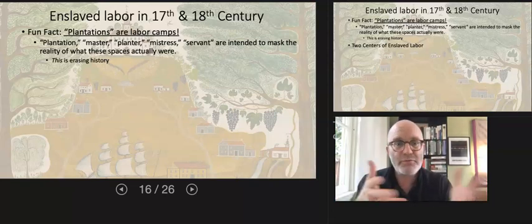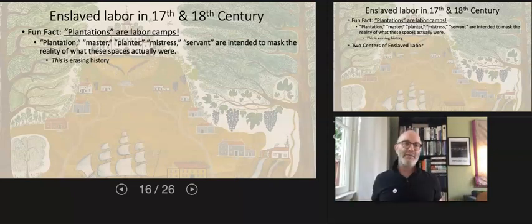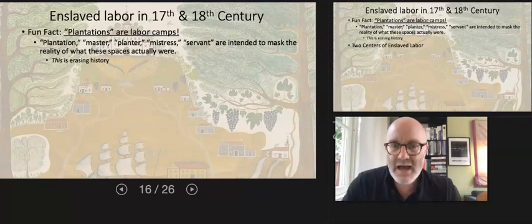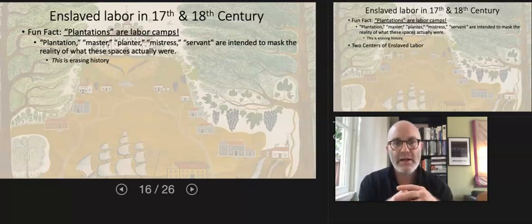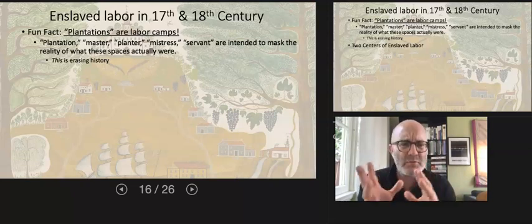There's any number of terms we can use, but African American is not accurate. It's just not until we get to the 14th Amendment that we can actually say that one is an African American, right?